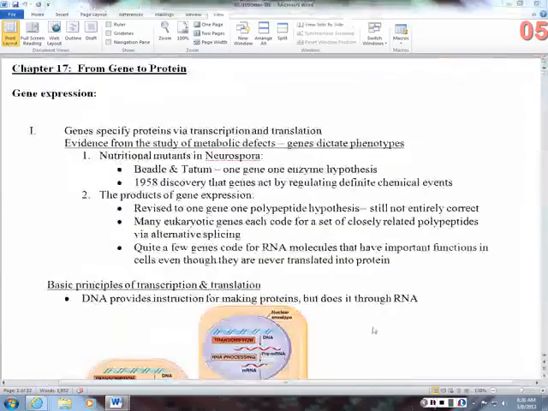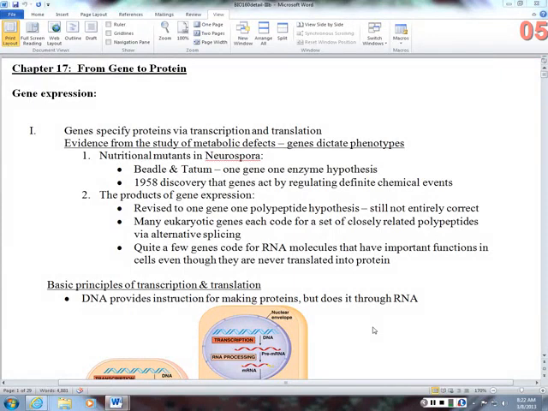So now we're going to look at how we go from the genes to the gene expression. Your genes are going to specify the protein that is made through transcription and translation. The reason they found this is there was evidence from the study of metabolic defects where the genes would dictate the phenotypes.